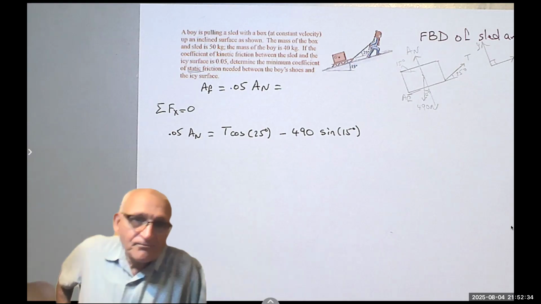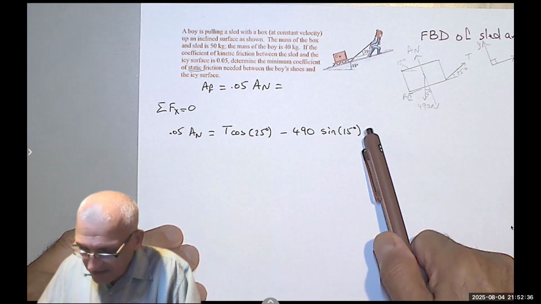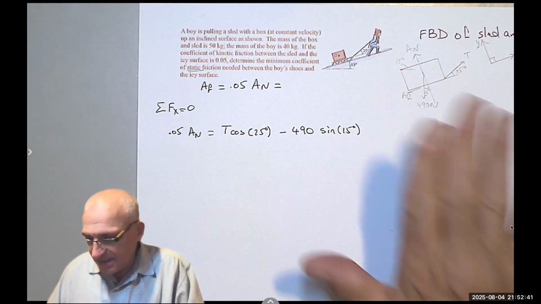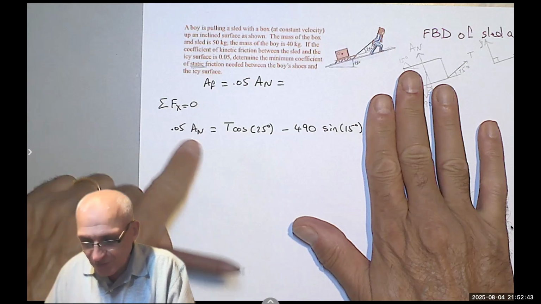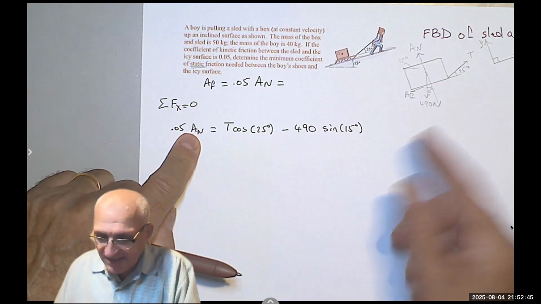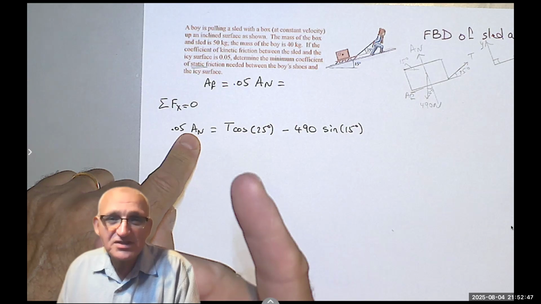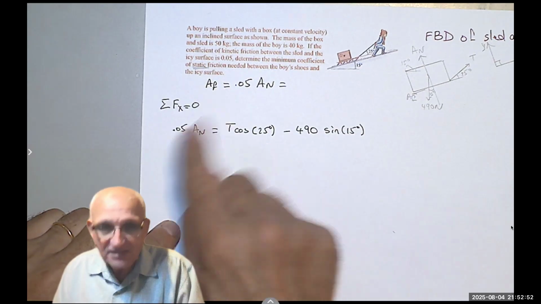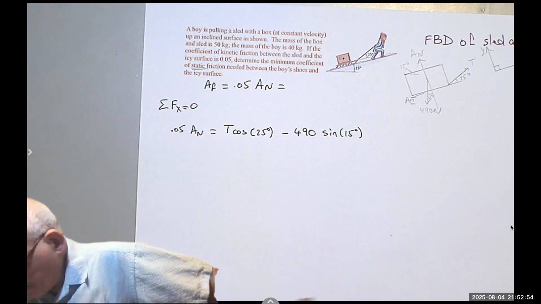You see that? This basically was minus A sub f equals 0, and then I add A sub f to both sides. So A sub f here would be deleted and it will show up here. But because there are only two equations, why write three things? So instead of A sub f, I write 0.05 A sub n.